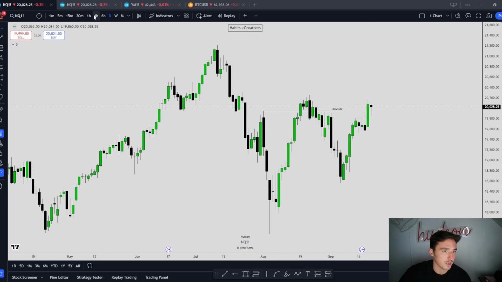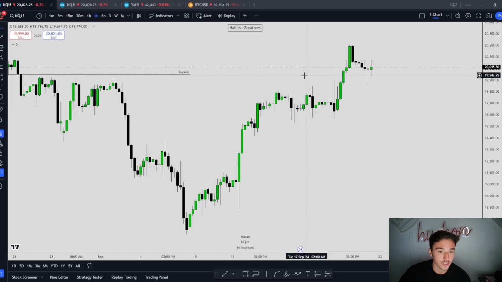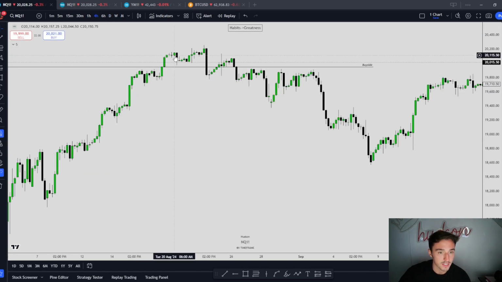Wait for structure. You want to wait for structure. Is the 4-hour displacing above this high? Well, yeah, right here it did. We delivered to this high. Displacement through these highs? No. Displacement lower, breaking structure. We now have a 4-hour fair value gap, deliver lower. Displacement, 4-hour fair value gap, deliver lower.